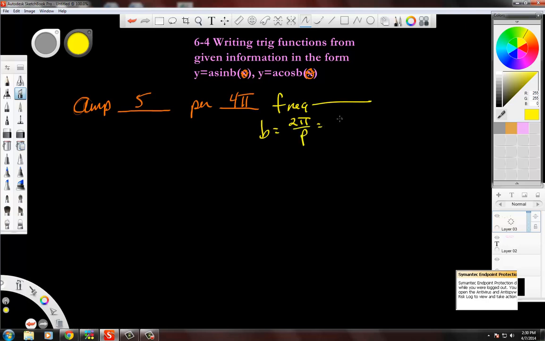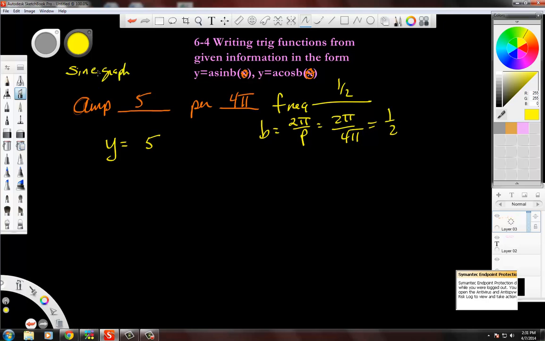So if we plug in 4 pi for p, it's going to be 2 pi over 4 pi, which is 1/2. So the frequency is going to be 1/2. So our final answer would be y equals 5. And then it's going to tell you, by the way, I forgot to write this, we'll do a sine graph.